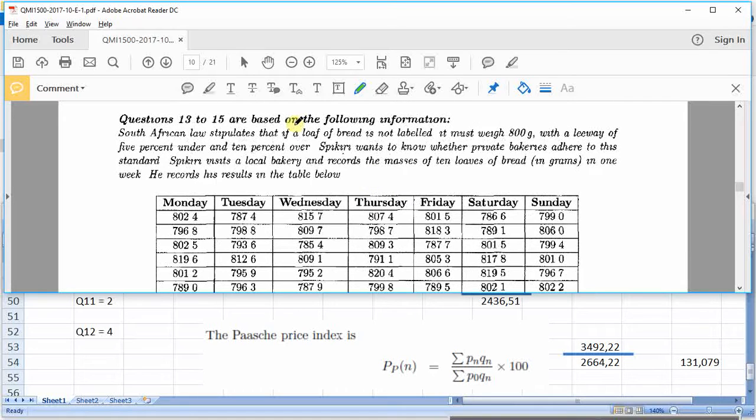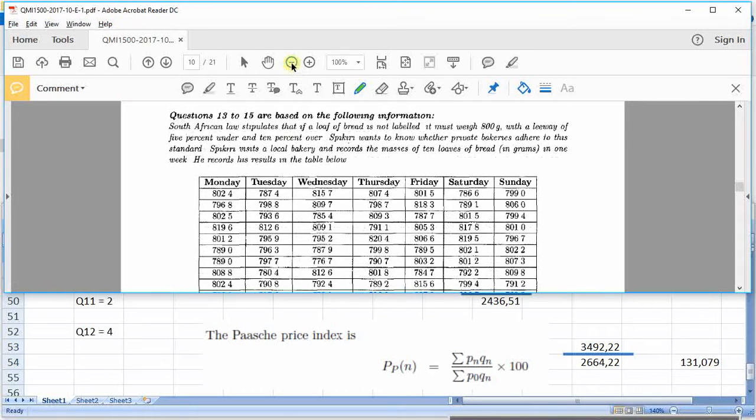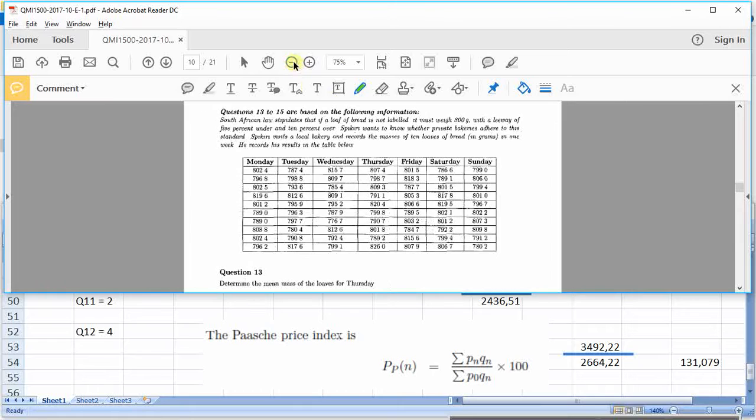Okay, what is this now? Let's shrink it a bit so we can see. Okay, questions 13 to 15 are based on the following information. SA law stipulates that a loaf of bread that is not labeled must weigh 800 grams with a leeway of 5% under and 10% over. Okay, 5% under, 10% over.